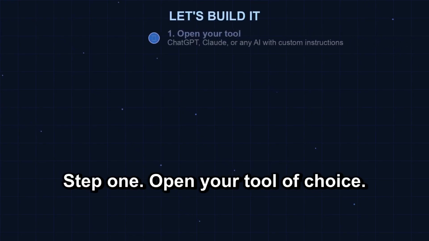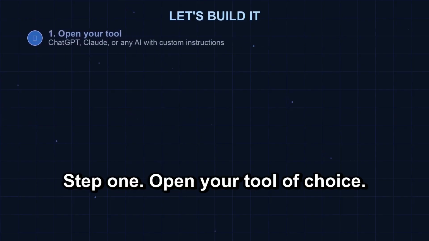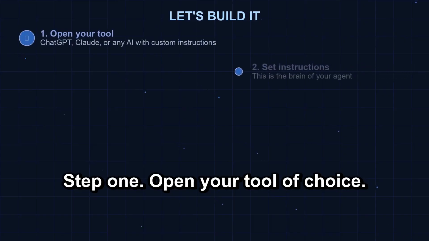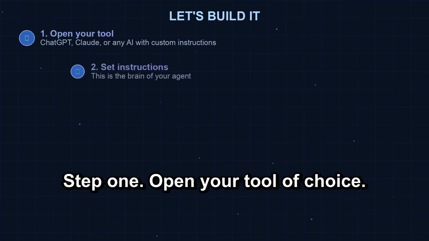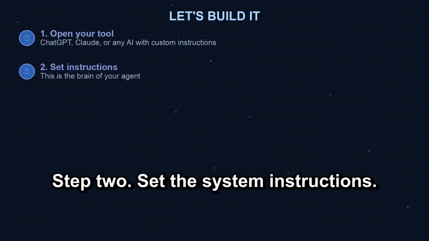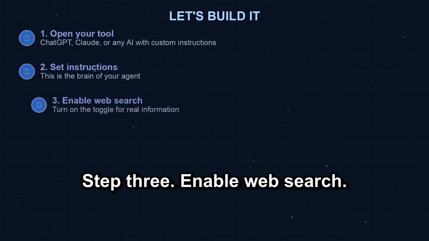Step 2, set the system instructions. This is the brain of your agent. Here's what to write. You are a research agent. When given a topic, your job is to find the 5 most relevant and recent sources about that topic. For each source, provide the title, a 1-sentence summary, and why it is relevant. After listing the sources, write a 3-paragraph overview that synthesizes the key findings. Always cite your sources. If you cannot find good information, say so honestly.